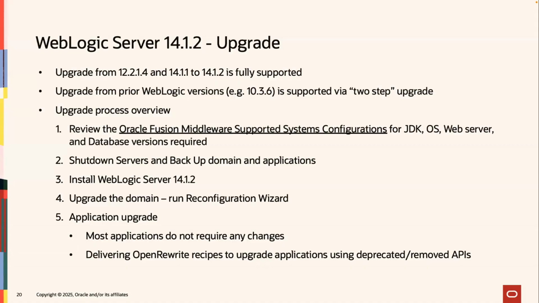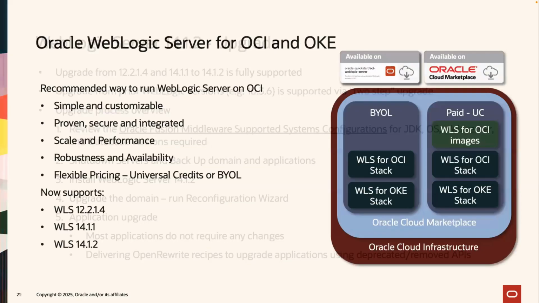Check that you're using supported configurations, back up your domains, install 14.1.2, run the reconfiguration wizard, which makes very minor changes to your WebLogic domain. And for the most part, your application should be deployed without any changes. If you happen to be using APIs that were removed in Java 17 and 21, or WebLogic APIs that were removed in 14.1.2, our experience is that this is very rare. If you are, we provide OpenRewrite recipes to help you upgrade those applications. And I'll be talking about that more in a minute.